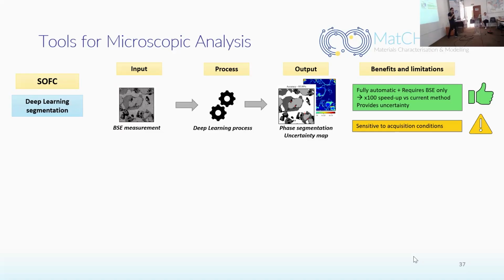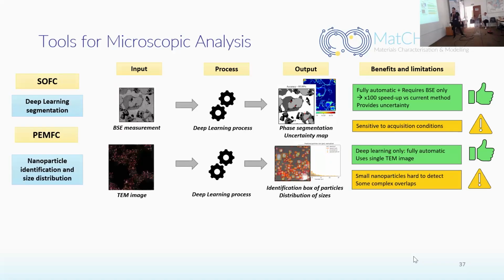One maybe limitation is also the acquisition conditions. It has been trained on specific acquisition conditions, specific zooming. And if we want to use other conditions, we need to retrain the algorithm or to make it more general by adding some data for the training.